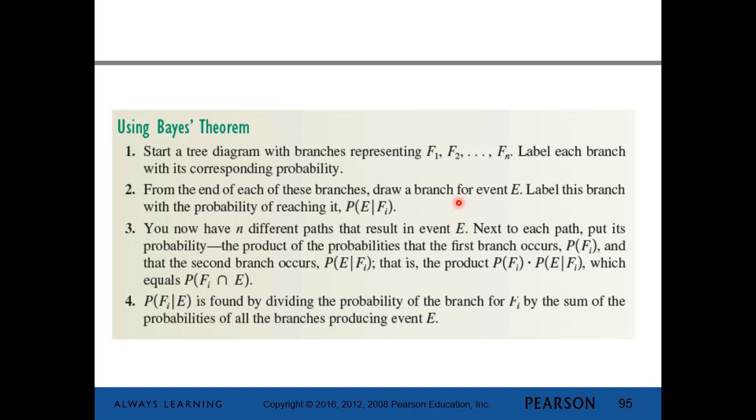And E, right? So it's going to give you these probabilities, these intersections. Okay. And then what you're going to do is, the probability of F sub I given E is found by dividing the probability of the one branch that you're interested in by the sum of the probabilities of the branches producing event E. Okay? Producing event E.